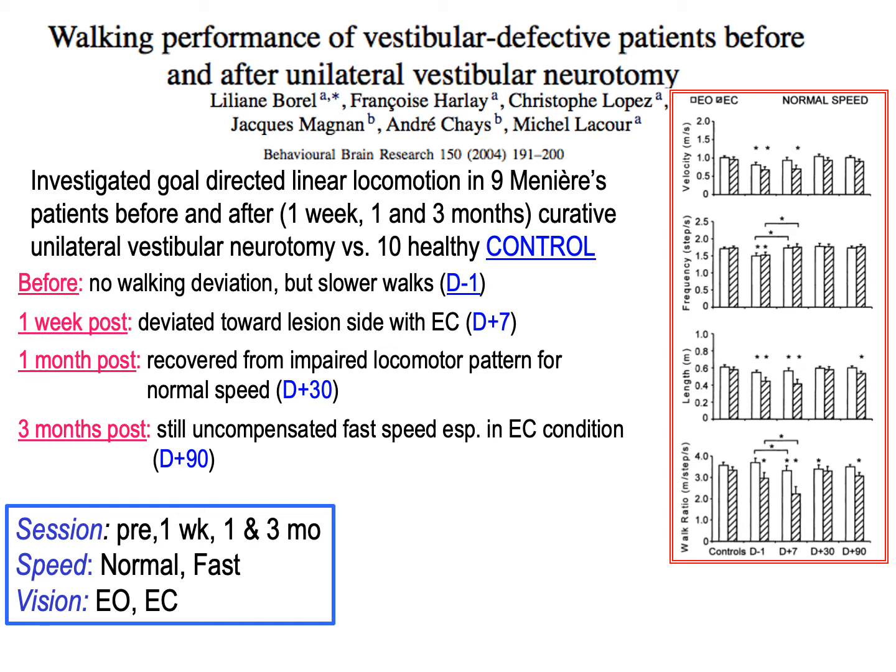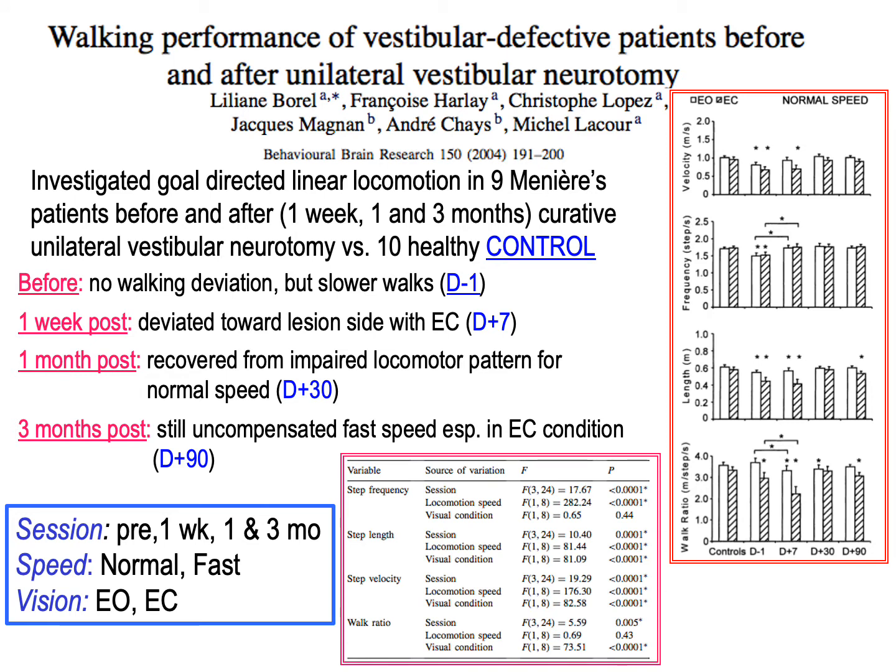So I've tried to summarize that. At 1 week post, they deviated towards the lesion side, and I'll show you an image of that in a second, with their eyes closed. They seem to recover primarily from their impaired locomotor pattern at normal speed anyway, 1 month post. And 3 months post, they're still uncompensated in the fast speed, especially in the eyes closed condition. And again, I'll show you that data in the next slide. I just wanted to summarize this from the paper.